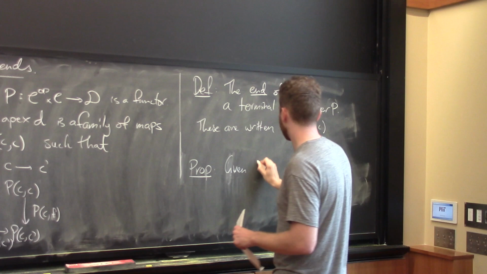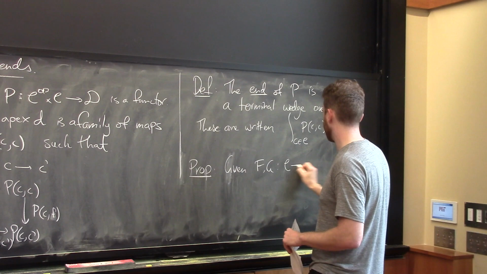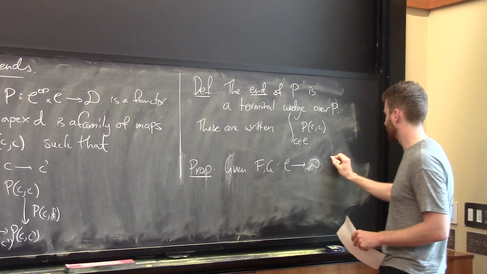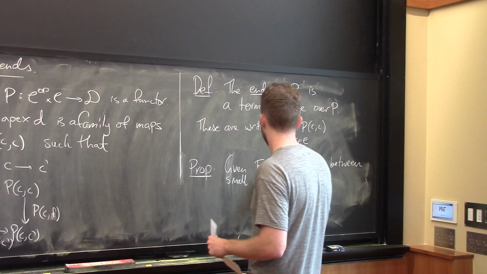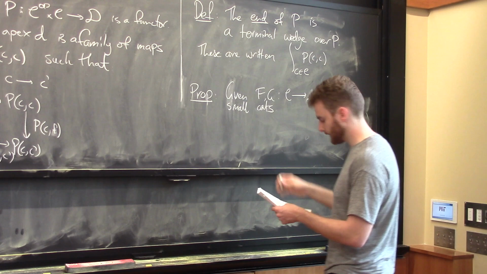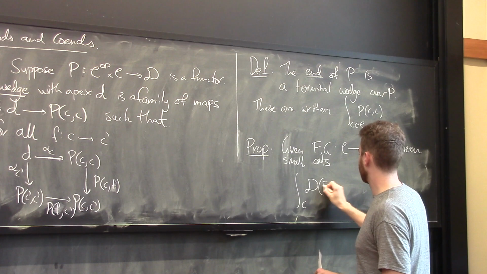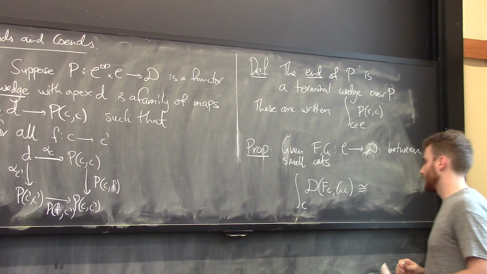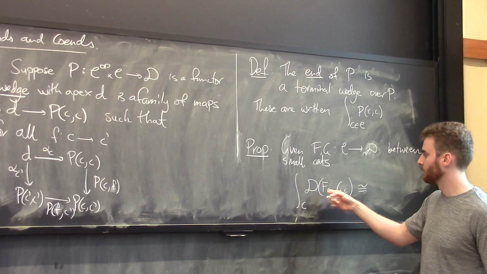Let's suppose we've got two ordinary functors F and G from C to D. We're going to calculate the following end. We're going to take the end over C of maps from F of C to G of C. Now, if we're thinking about ends as for all, this is asking for all C's, we want a map from F of C to G of C in some compatible way.